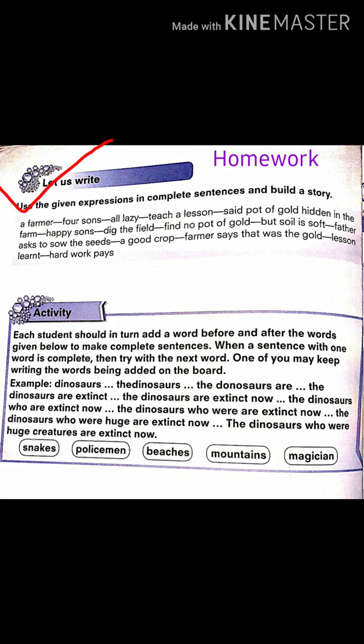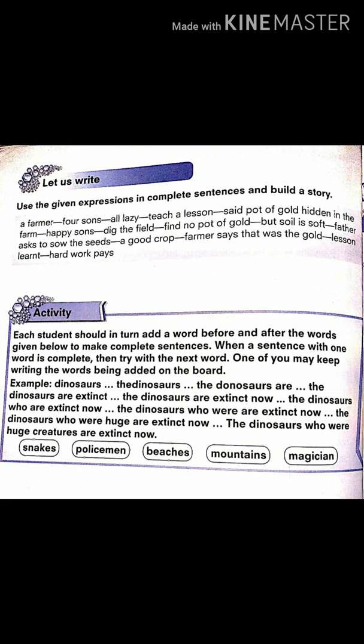Now next part is again the activity part. It is a very, very interesting activity. Here they have given one example of the word dinosaurs. Directly go to the example part. In the example part, the word dinosaurs is taken, and in that manner the sentence is built. Like from dinosaurs, the next part is the dinosaurs. Next is the dinosaurs are. Then the dinosaurs are extinct.